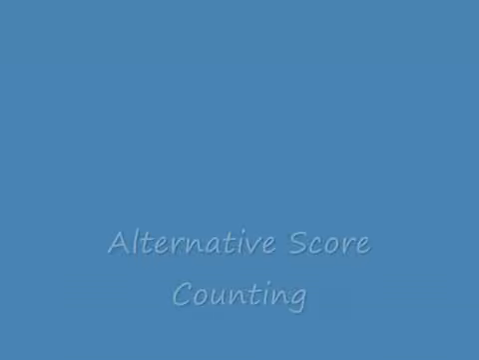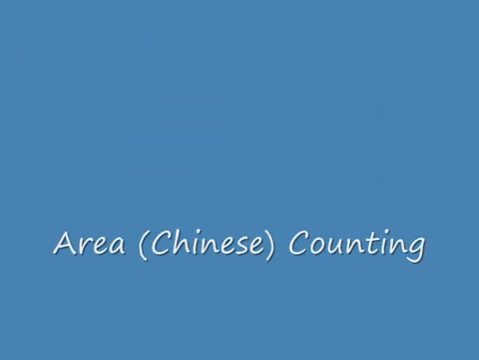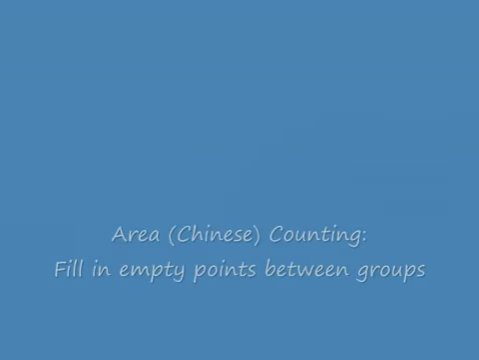Here we need to mention an alternative scoring method. We won't go into the details, but we need to touch on it briefly because it affects the ending of the game. The scoring we described in part 1, and which you'll encounter most often, is called territory, or Japanese counting. There is another method called area, or Chinese counting, which you'll sometimes encounter. If you're using area counting, you should use your last few turns to fill in the empty points that are between the opposing groups before you pass.